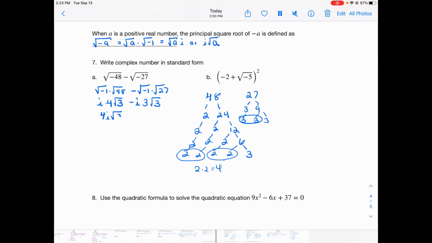And so I have 4i times the square root of 3, minus 3i times the square root of 3. Now since these have the same radical, I can combine them together and subtract and get i times the square root of 3.